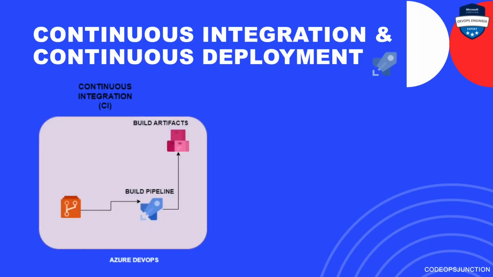Then we will see a diagram of how continuous integration and continuous deployment work. First we can see continuous integration. It involves Azure Repos, a build pipeline and build artifacts. We are checking out our code from Azure Repos, triggering a build pipeline from that and generating the build artifacts. This cycle is continuous. That means if any developer makes a new feature in our code base in Azure Repos, then the build pipeline will automatically check out the code from Azure Repos and automatically generate the build artifacts. There is no manual intervention. So this is called continuous integration or CI.